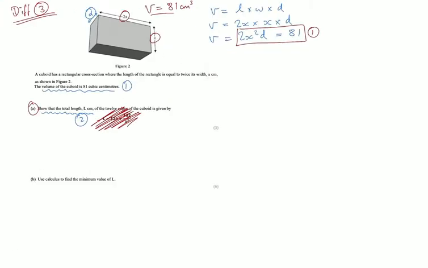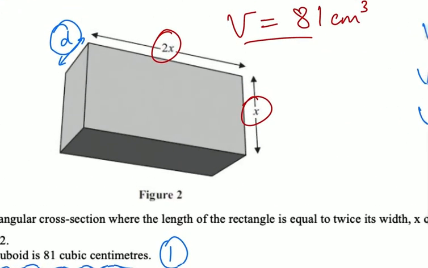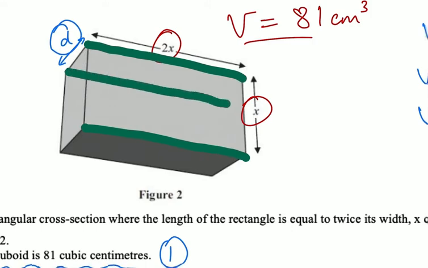Now, what about the next one? Well, let's think about length, okay? So what is the formula for length? Let's zoom in again on this object. So we've got that length, that length, that length, and that length. So we've got 4 of them.